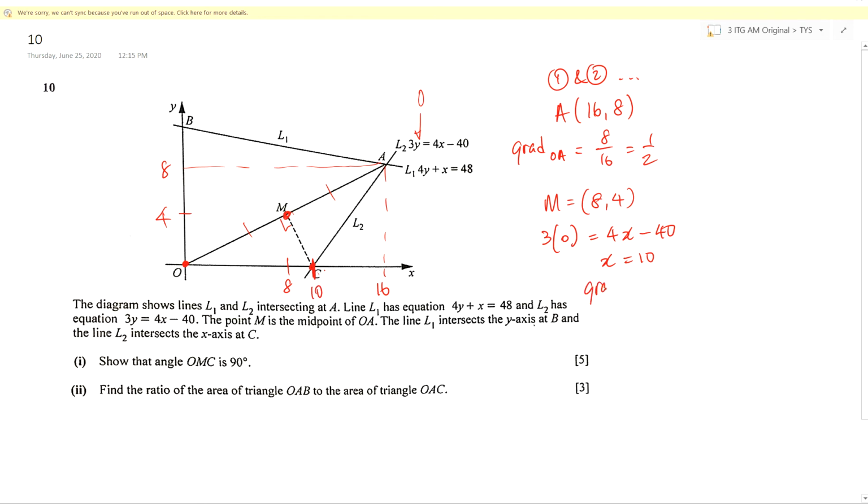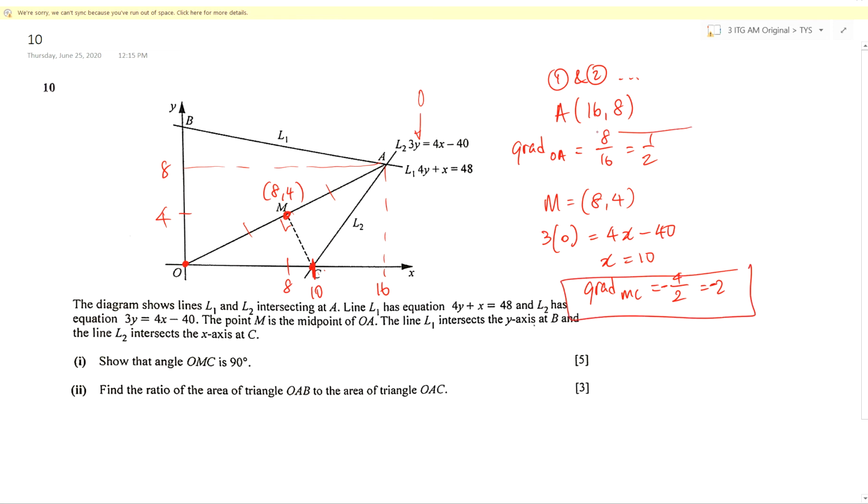So the gradient of MC, take the rise over the run. So we've got 4 units over the run of 2 units, which is negative 2. That's our gradient. Okay, it's sloping downwards, so the gradient is negative 2.